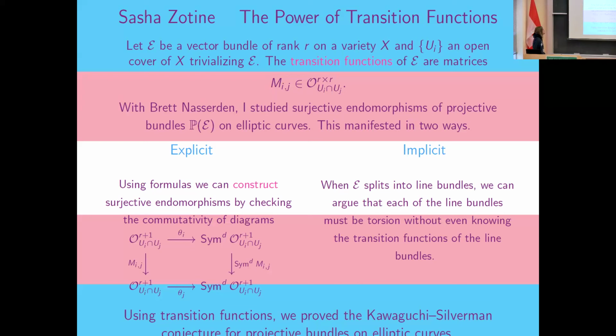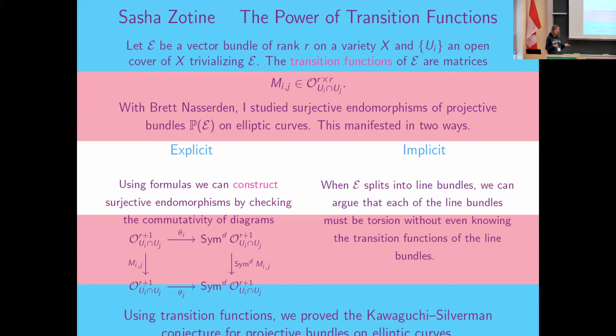With Brett, who's going to be at McMaster with me next year, we were interested in considering surjective endomorphisms of the projective bundle. So one thing you can do with the vector bundle is, all of the fibers are vector spaces. You could just projectivize those and get a projective space. And if you do this in a global way, you get a projective variety. And I was interested in self-maps of these things.